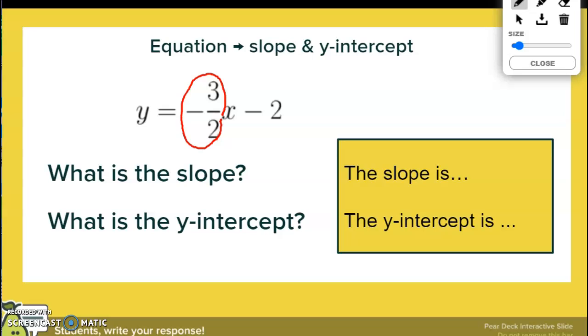Some of the students are telling me it's negative 3 over 2x. There's no x there. So it's negative 3 over 2. And what is the y-intercept? Y-intercept is the number that does not have the variable multiplying to it. So that's going to be negative 2.